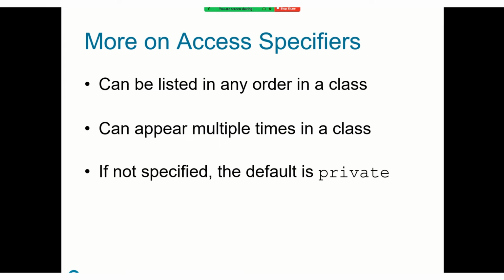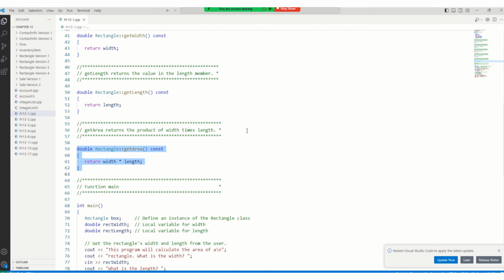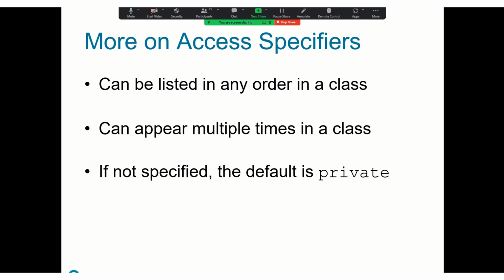So that's about it. And then you can have more access specifiers. It can be listed in any order in the class. I mean, you don't have to write private at the top. You can write private at the end. If you don't specify any access modifier inside your code, by default it will be private, meaning that if you have this code, for example, and you did not specify, not this one, I wanted a different program.